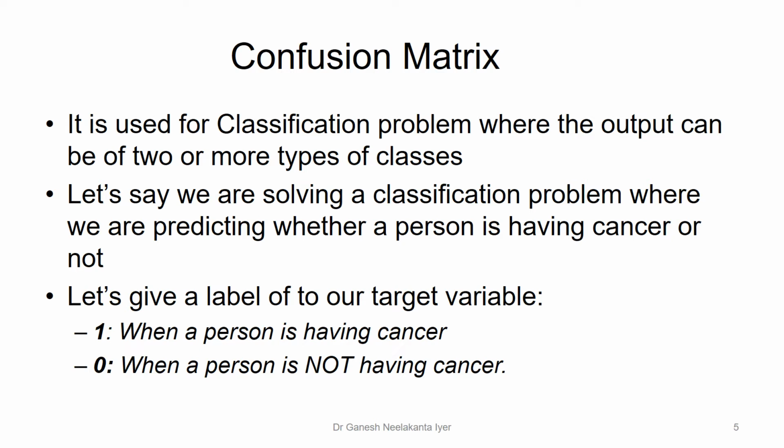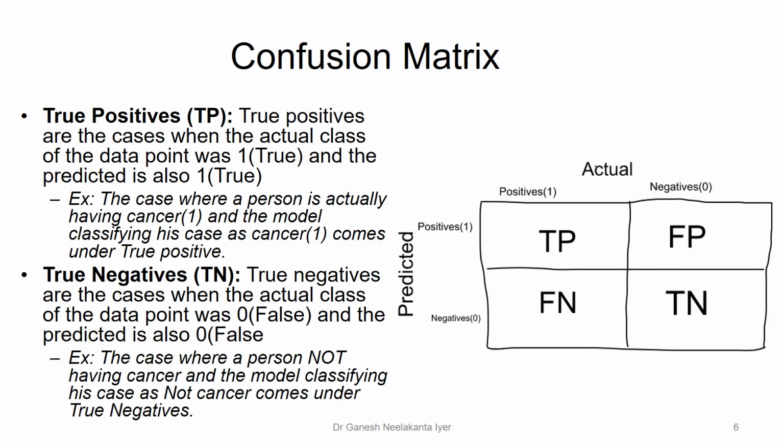Let's say we are solving a classification problem where we are predicting whether a person is having cancer or not. Let's give a label of 0 or 1 to our target variable. Say 1 is when the person is having cancer, 0 is when the person is not having cancer. The confusion matrix gives you 4 things. The true positives and the true negatives are the first part.